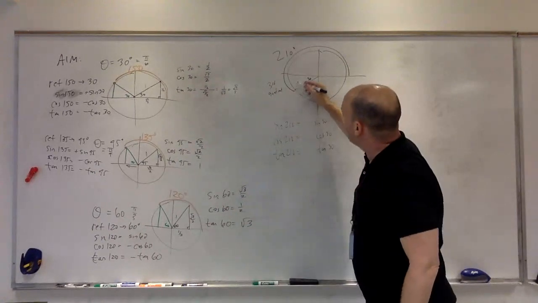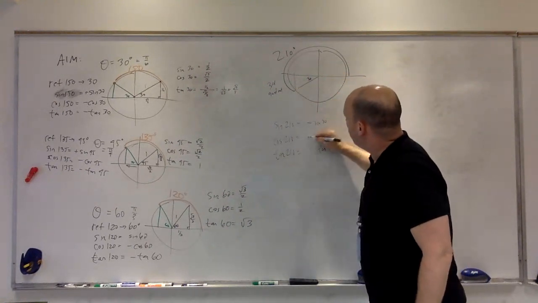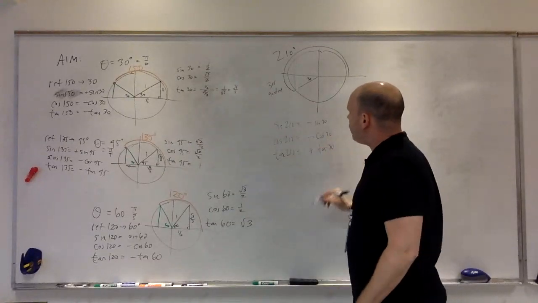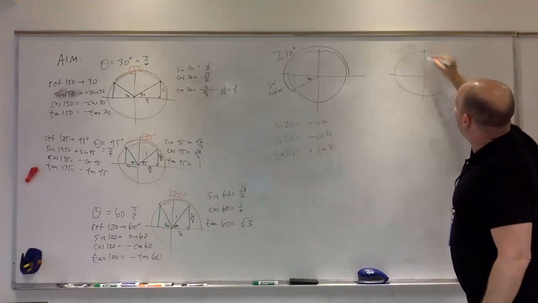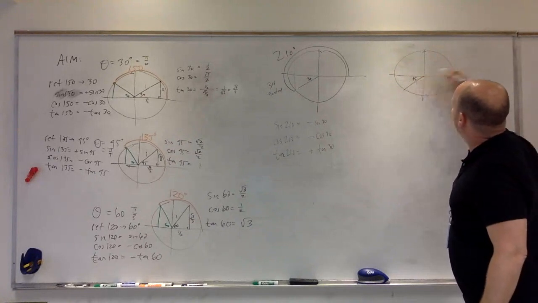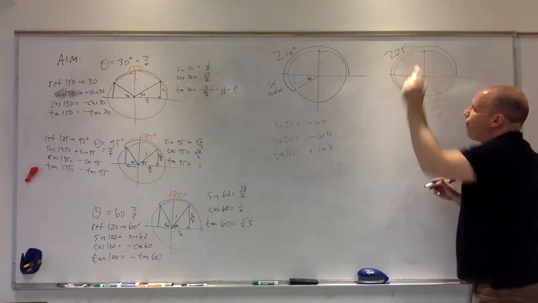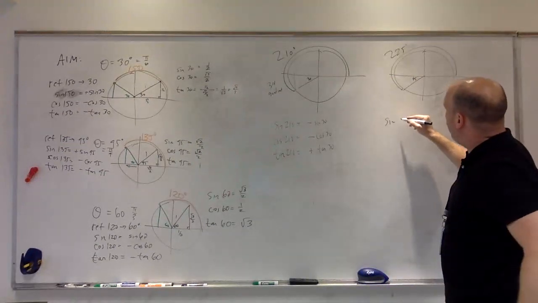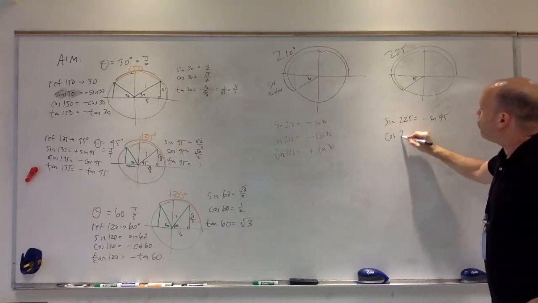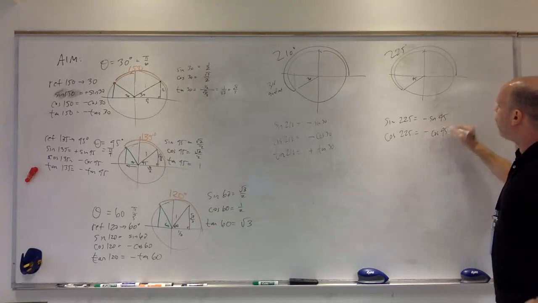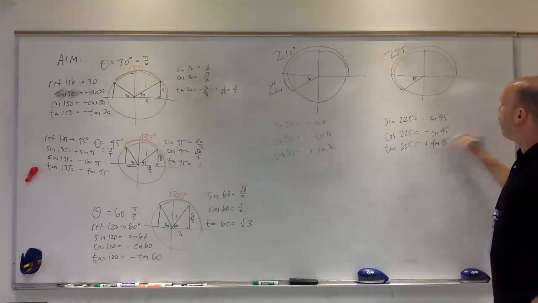But let's think about this. Cosine is negative in the third. Sine is negative in the third. Tangent is positive in the third. Let's take a look at what angle has a reference angle of 45 degrees. 225. 225 has a reference angle of 45. Therefore, the sine of 225 is equal to negative sine of 45. And the cosine of 225 is equal to the negative cosine of 45. And the tangent of 225 is equal to positive tangent of 45.